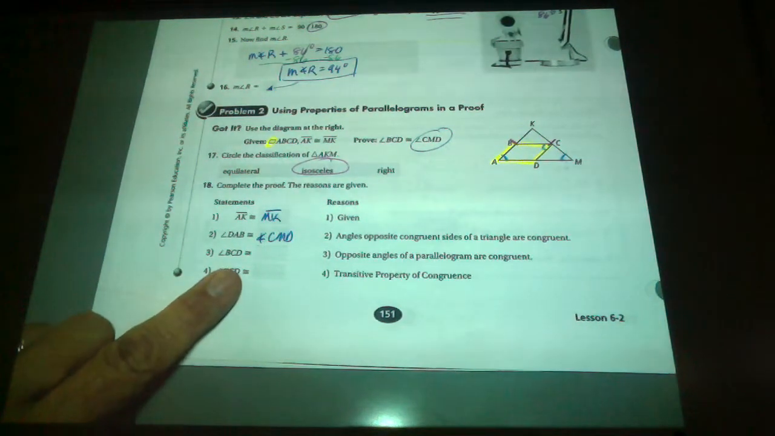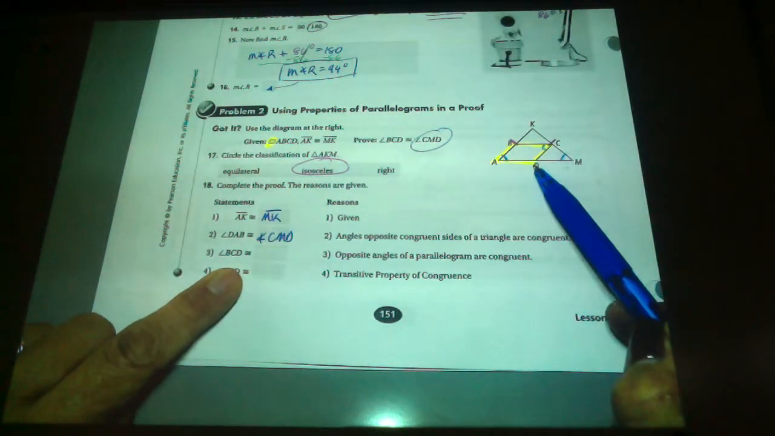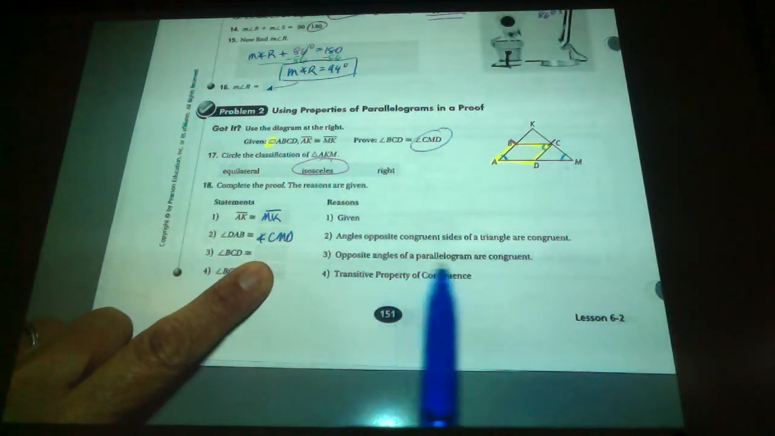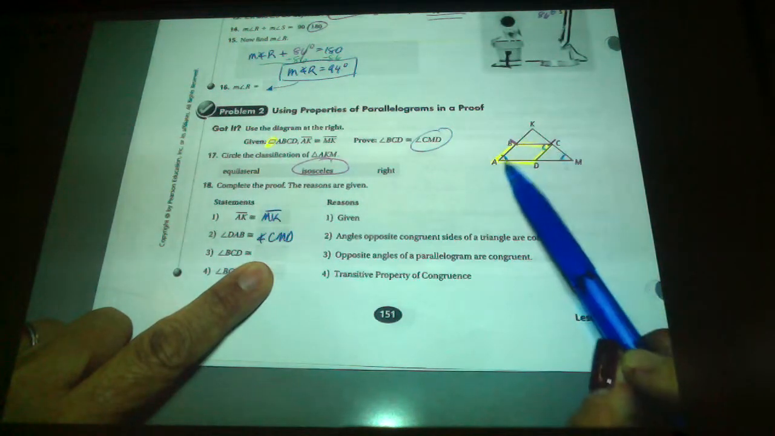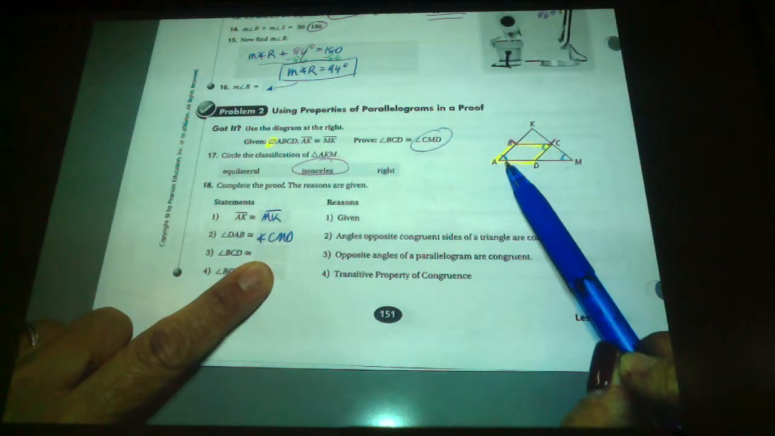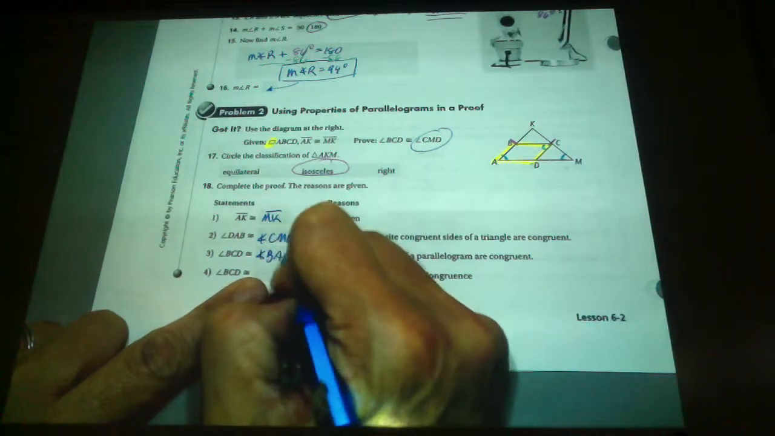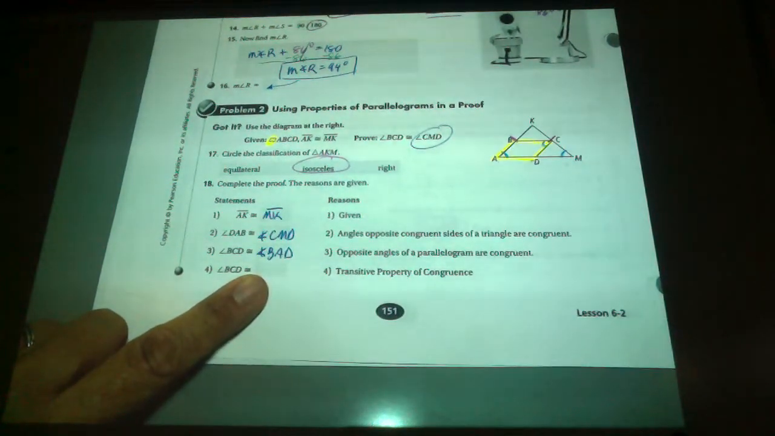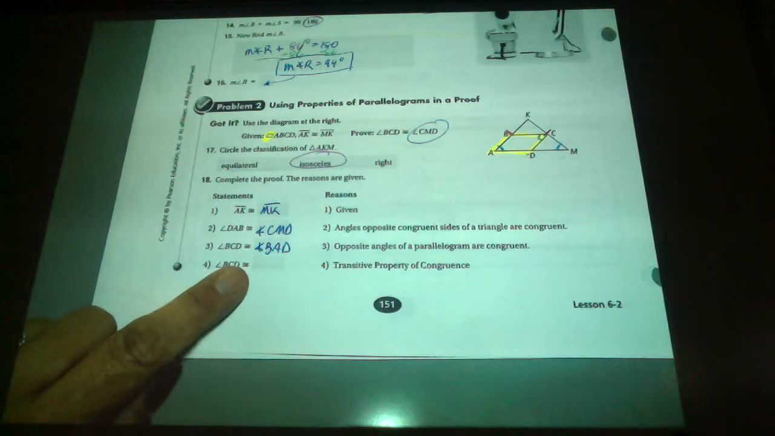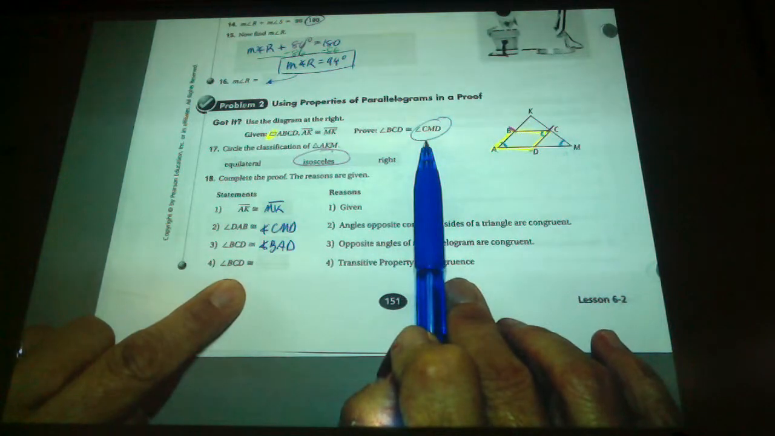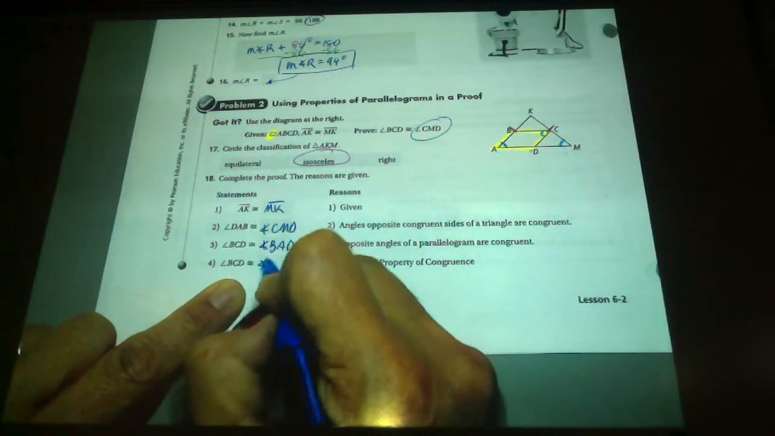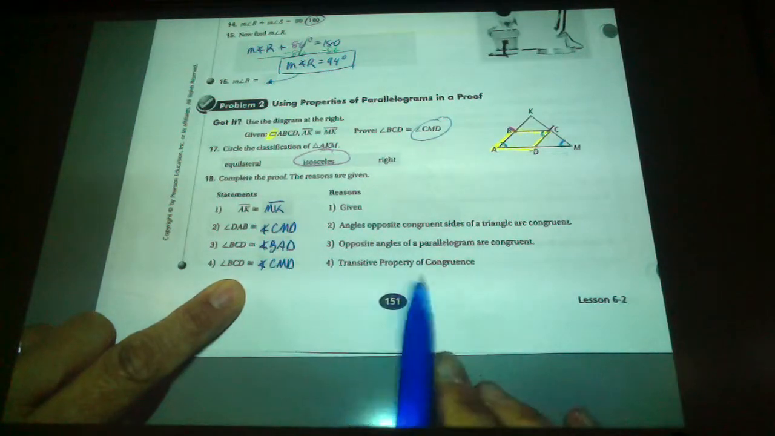Then they go on to say that BCD is congruent to blank because opposite angles of a parallelogram are congruent. So what's opposite to BCD? Yeah, and I'm going to use, it's not my proof statement, so I don't need it. So you can say BAD or DAD, it doesn't matter. I'm going to say BAD because I like that word. All right, then finally, what's always our last statement? Our proof statement. So we want to write it exactly as our proof statement states. So BCD is congruent to CMD because of the transitive property of congruence.